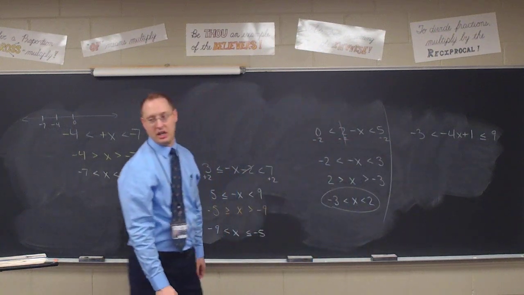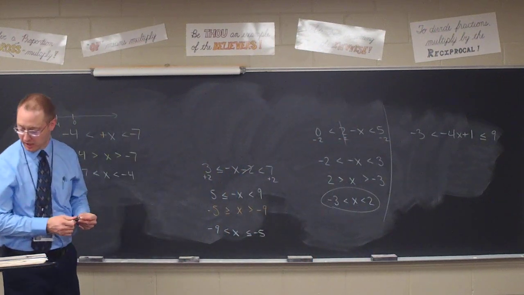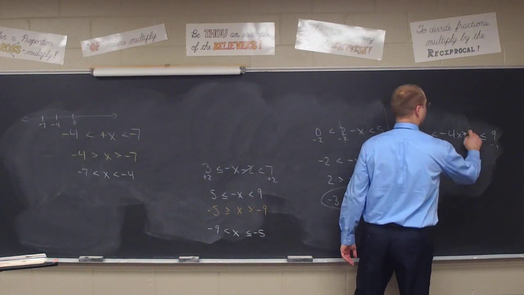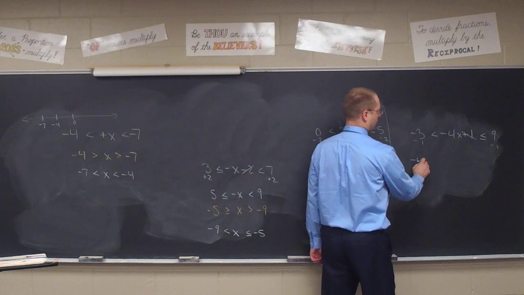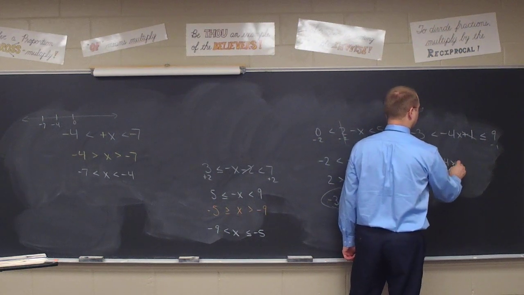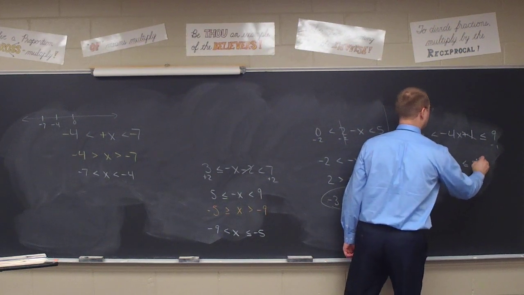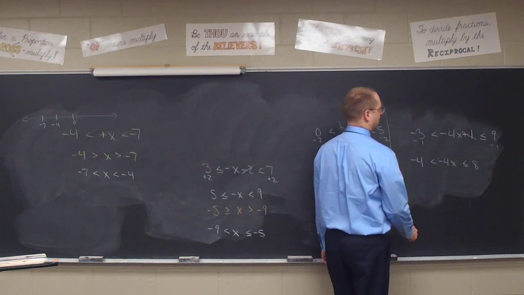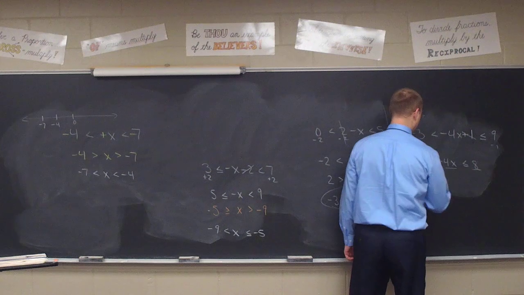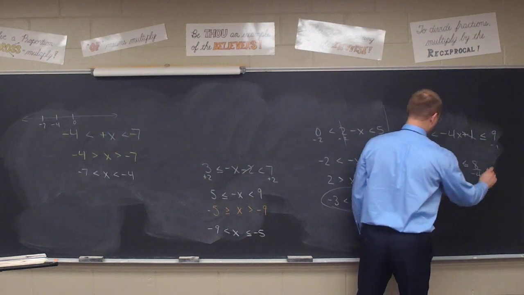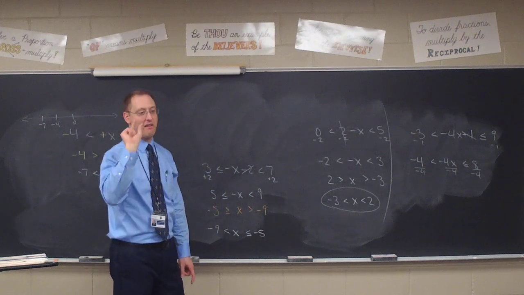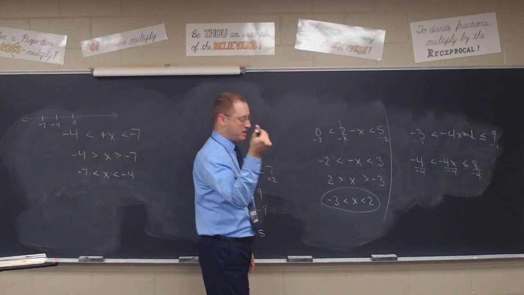All right, Curtis, first things first, what do we do with the 1? Subtract 1 from everything to get negative 4 is less than negative 4x less than or equal to positive 8. Good, all right. Then what, Kyla? Divide all of it by negative 4. Good, divide everything by negative 4. But when you divide by a negative, class, you've got to flip the inequality.